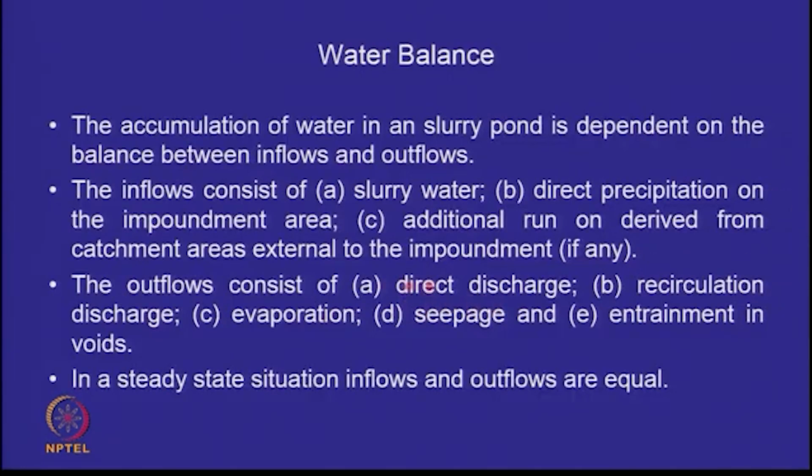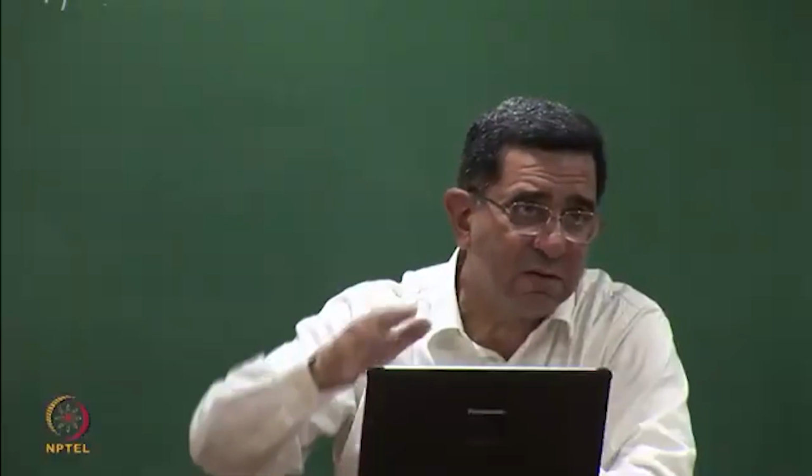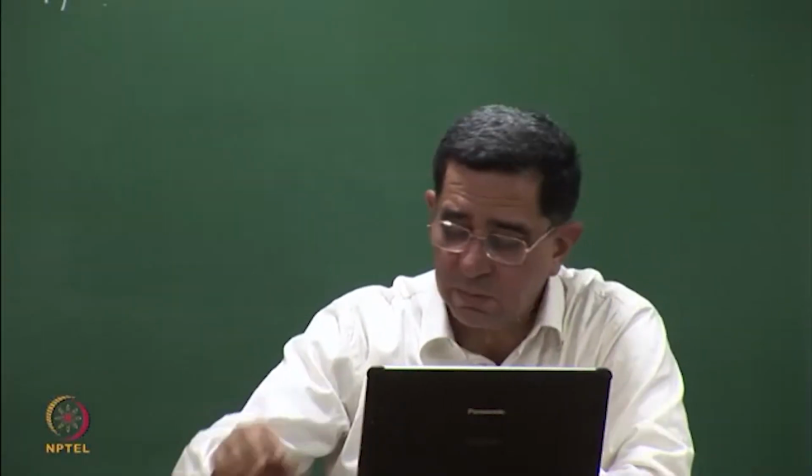The outflow, of course, is the discharge or the decantation. Some of the decantation may also be treated like a recirculation discharge. We may lose some water to evaporation, some will seep into the ground, and some will remain entrapped in the soil voids or in the ash and tailings voids. So those are the outflows. For your water level to be constant, inflow and outflow must be the same. Otherwise, if the inflows are more, the water level will rise. If the inflows are less, the water will fall down.